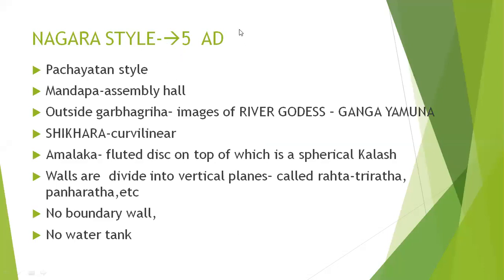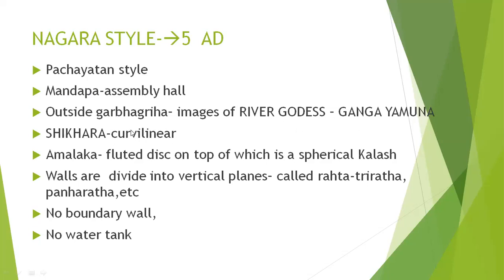This style of temple architecture developed in the 5th century AD. It is characterized by the Panchayatan style of temples, which means it includes 5 shrines placed in a crucified manner. It has an assembly hall which is known as the mandapa. Now, the Garbhagriha is the sanctum sanctorum where the idol is placed. And outside the Garbhagriha, there are images of river goddesses Yamuna and Ganga.